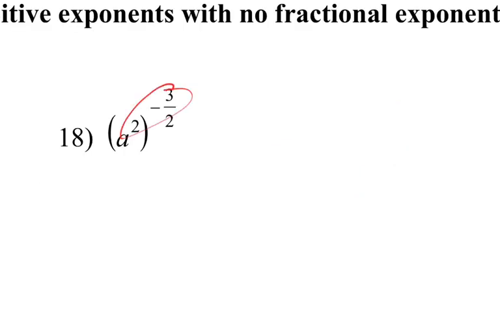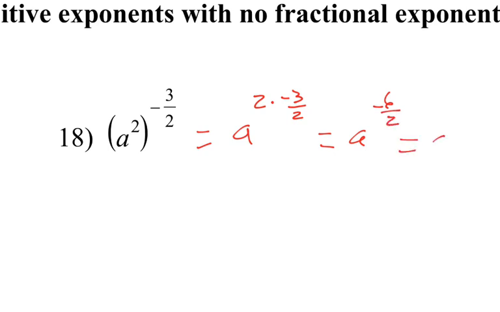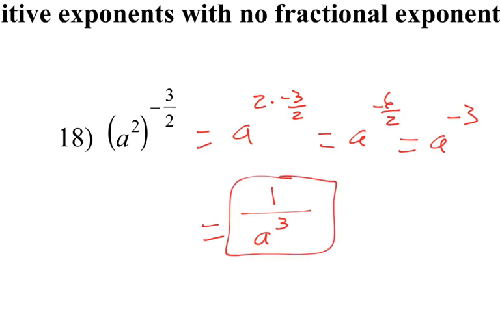Next guy here, again, same thing. But it's got a negative in it, which isn't too bad. It's just a to the 2 times negative 3/2 power. 2 times negative 3 is negative 6. It's over 2. Well, that's just negative 3. Oh, and we don't want a negative exponent, so we're going to have to convert this into a fraction. So it's going to be 1 over a to the positive 3rd power, like that.